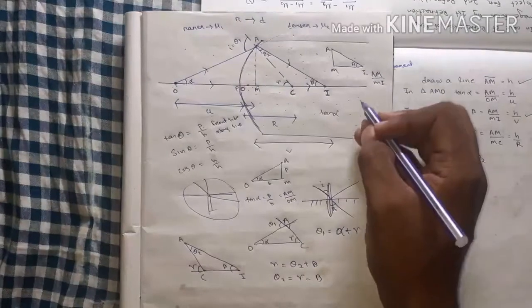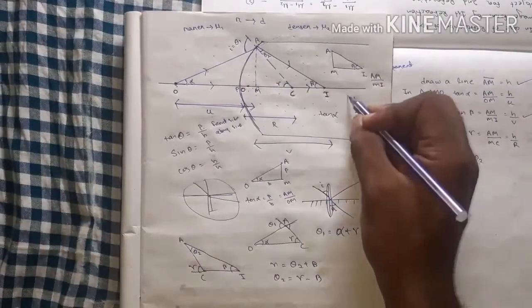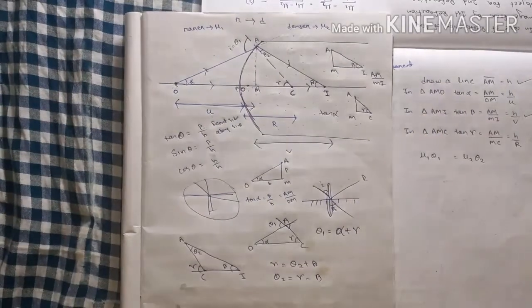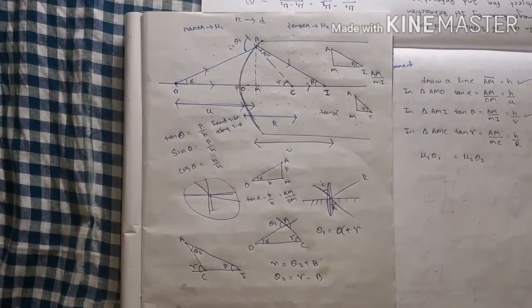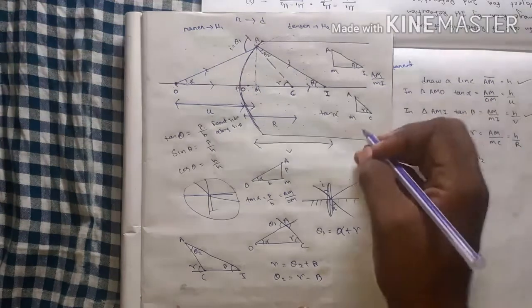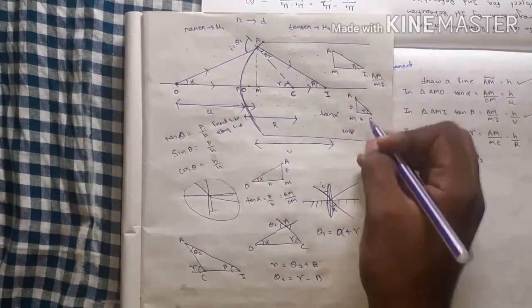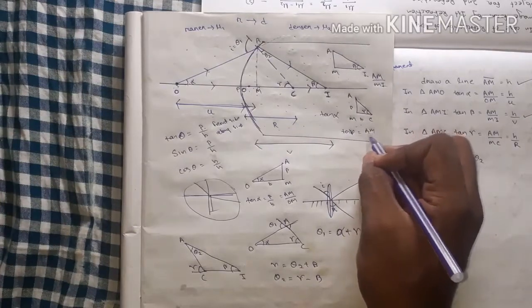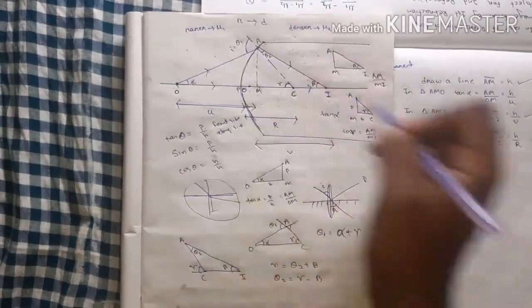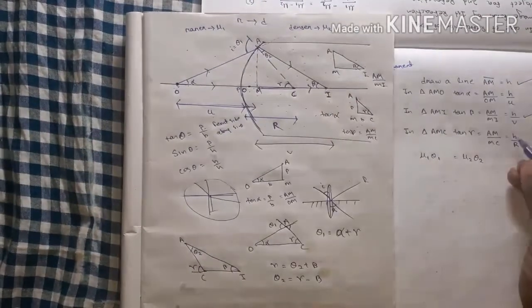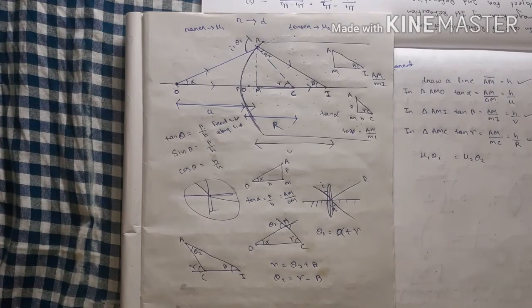Again, another triangle AMC, the angle will be gamma, yes or no? Then tan gamma equal to P by B, AM by MC. AM equal to h, MC equal to the radius of curvature R, so tan gamma equal to h by R. Okay, yes or no? Yes.